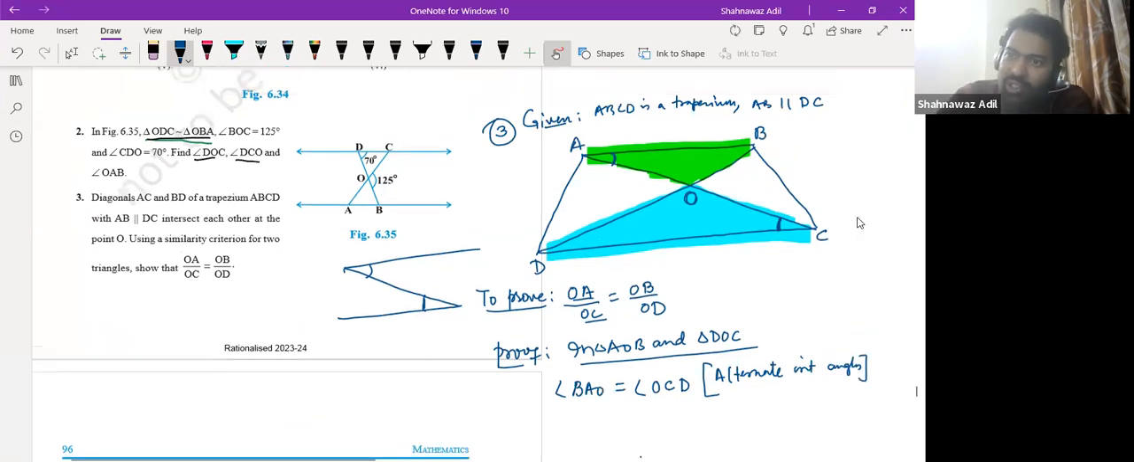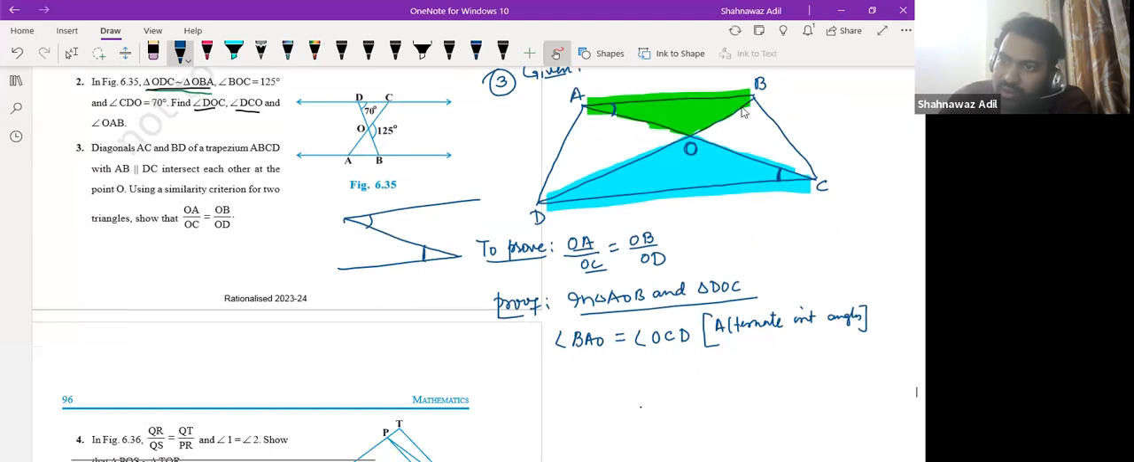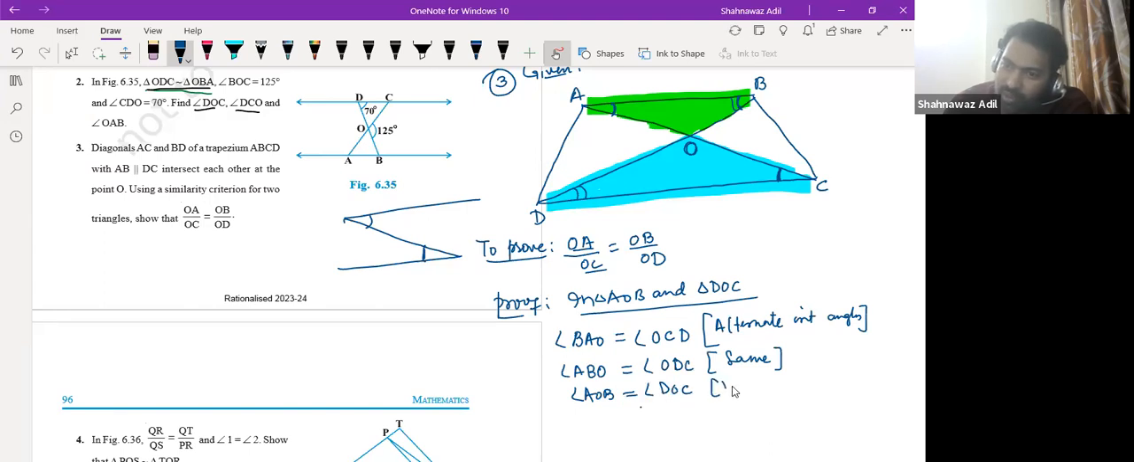Similarly, what about these two angles, this one and this one? Angle ABO equals angle ODC again, and angle AOB equals angle DOC, vertically opposite angles.